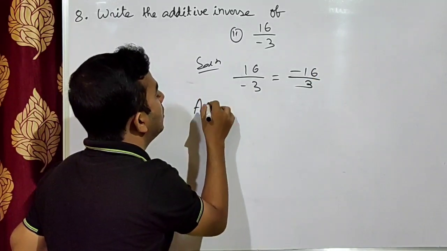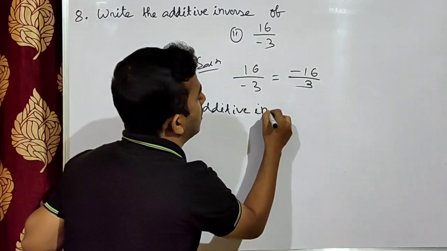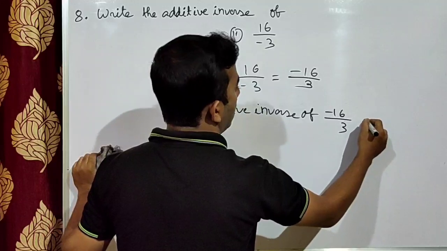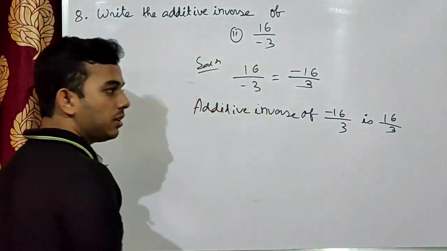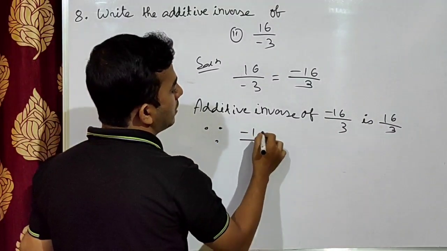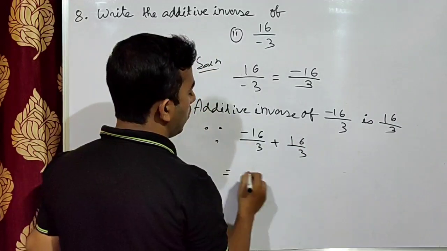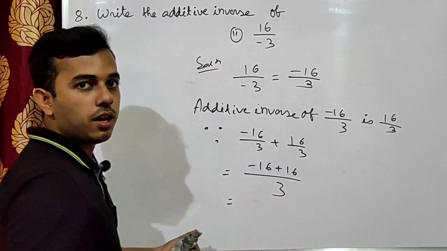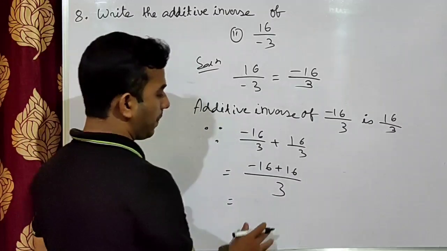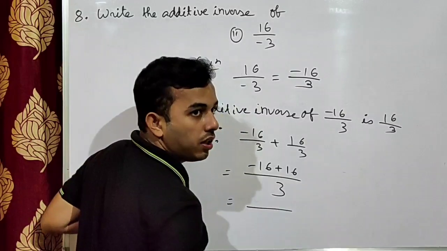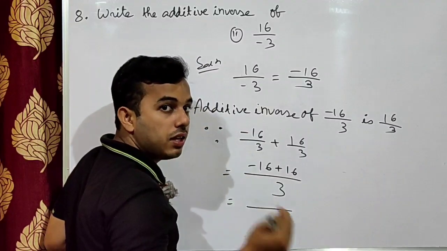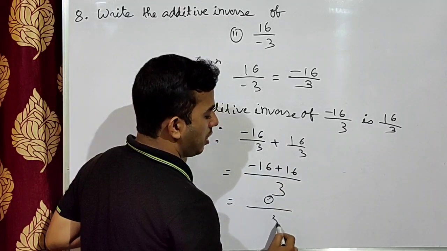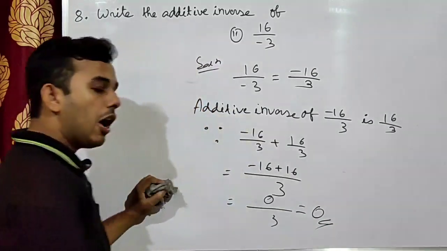So now we write the additive inverse of minus 16 by 3 is 16 by 3, isn't it? We write since minus 16 by 3 plus 16 by 3 equals minus 16 plus 16. Now if you have a father, you also have a mother. If both of them meet, you will get a comfort zone, right? Everything has its opposite. If a coin has a tail, then it also has a head, isn't it? Very good. So minus 16 plus 16 is 0, 0 by 3 equals 0. I hope this is clear to you.